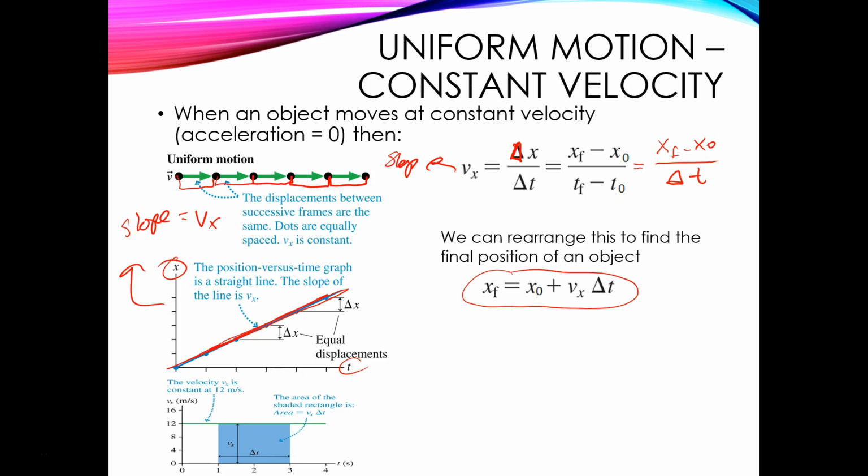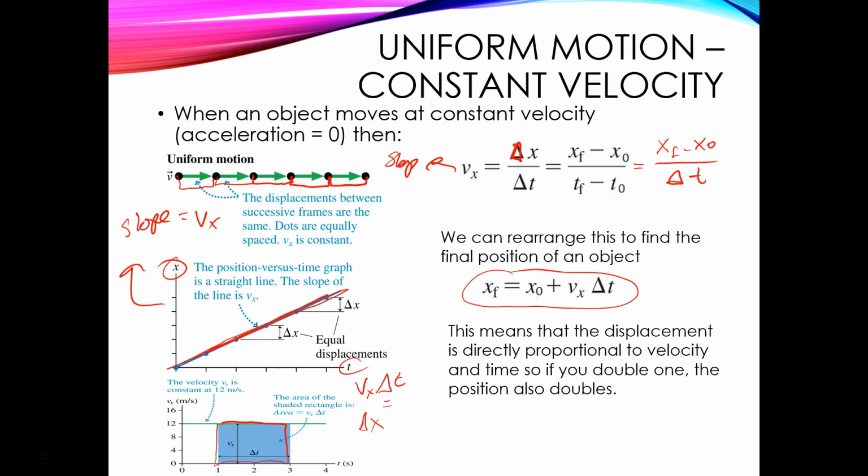So if we look at our velocity versus time graph, we know that the area under the curve is just going to be equal to whatever our velocity is times our change in time. And we also know that that area under the curve is equal to our change in position during that time period. So what does this tell us? Well, this means that our displacement is directly proportional to our velocity and time. So if you double our velocity or you double our time, that means our position is also going to double, which is pretty cool if you think about it, and it's kind of interesting.